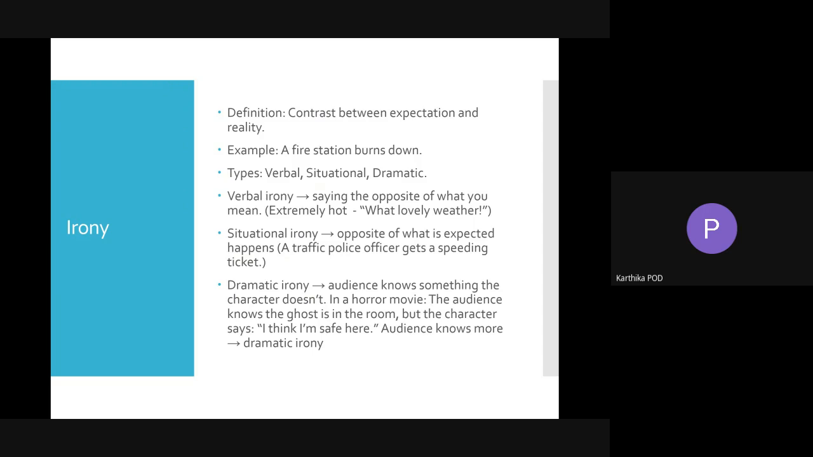Did that become clear to you? The expectation is that the fire station will be safe, and in reality, when a fire station catches fire, you say, what an irony, a fire station itself has caught fire. Now where will they go to stop the fire?